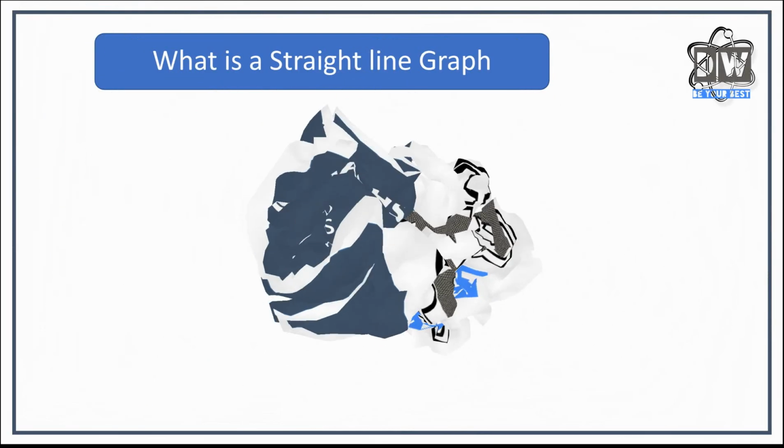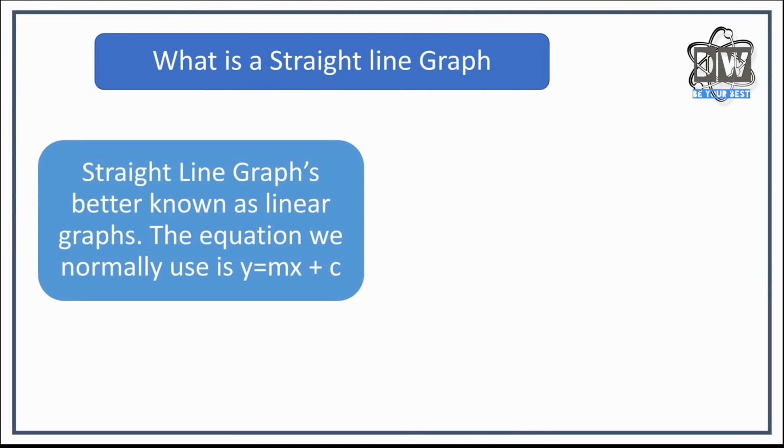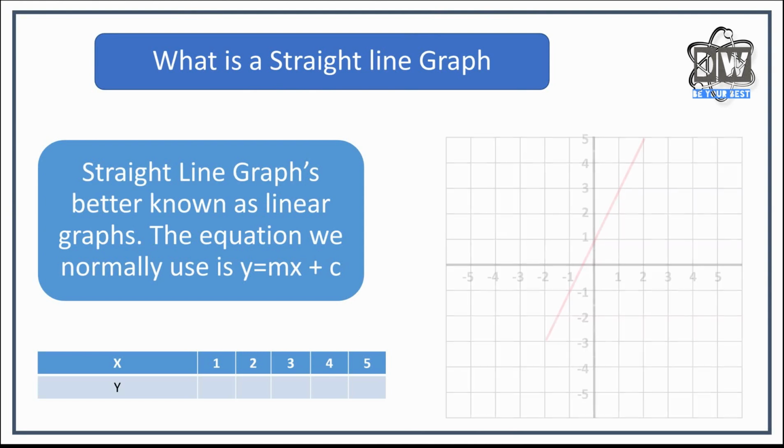Hopefully you will anyway. What is a straight line graph? Well, we've done this before. Straight line graphs, better known as linear graphs. The equation we normally use is y equals mx plus c, and we've got to remember that the m stands for gradient and the c stands for intercept, y-intercept. Okay, hopefully you already know that.